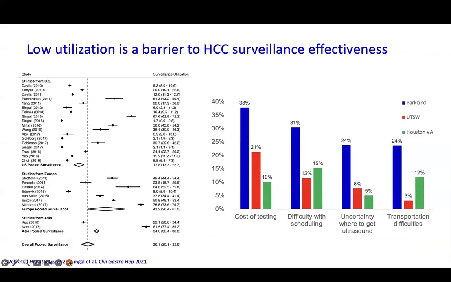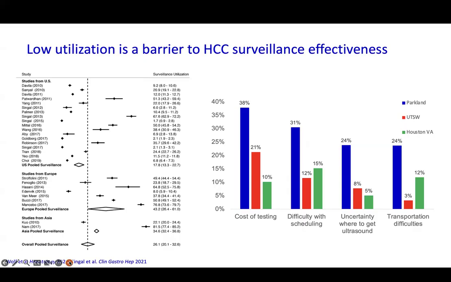Now, nothing is going to find something. You aren't going to find something if you do not do it. So utilization is one of the biggest barriers to liver cancer surveillance. And you can see here that in individuals with cancer, we found that the main reason that they found cancer at a later time is that they just didn't undergo surveillance.